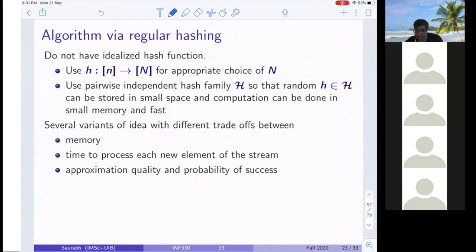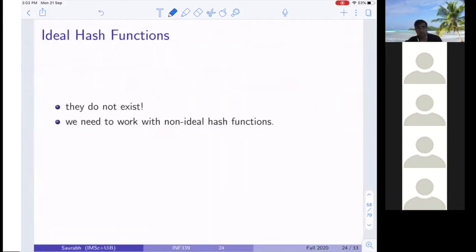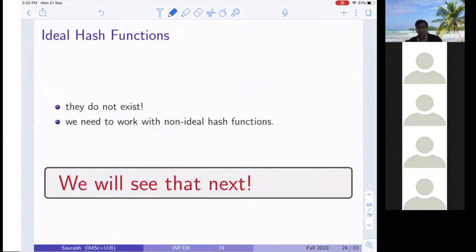Now I will take a break for 5-10 minutes, and after the break we will come back to this new algorithm about computing distinct elements in a real way. But for now, we will take a break and learn how to make hash functions, because they will be a useful object for the whole course. The whole course is about hash functions all the time. We need to work with non-ideal hash functions, and that is what we'll see next. It's like 3:02, so let's meet at 3:10, in 8 minutes, and then we will see how to make good hash functions.